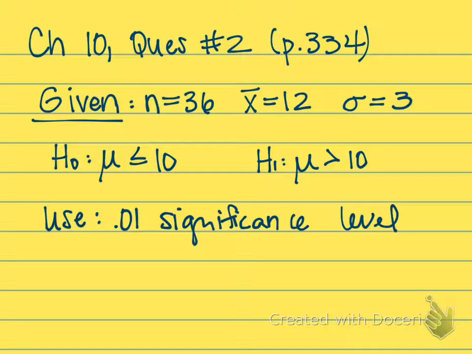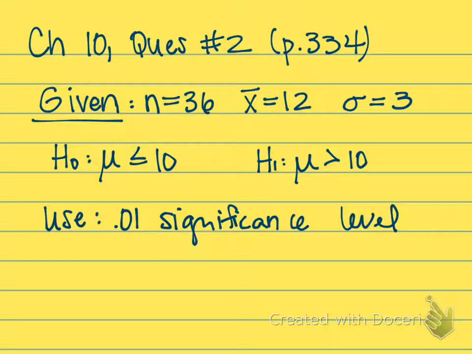Okay, so if you're following along in your textbook, this is on page 334. I'm going to work question 2 from chapter 10. And so this is what we're told. A sample of 36 observations is selected from a normal population. The sample mean is 12.